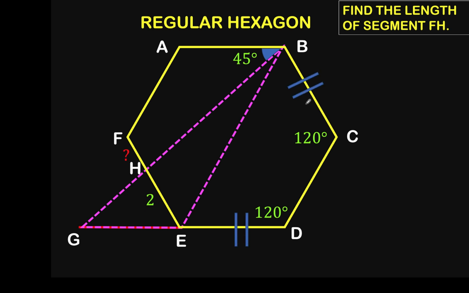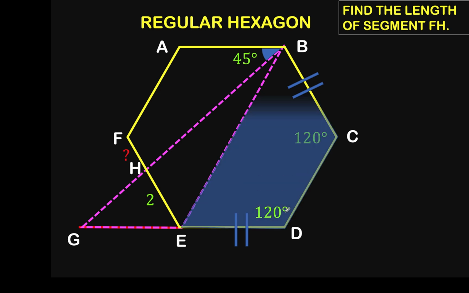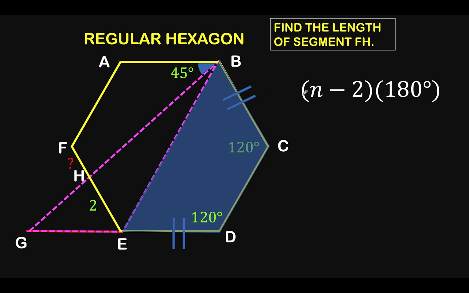At this point, let's focus first on these 2 equal sides, these 2 equal angles, and we have here an isosceles trapezoid, which implies that the base angles, angle CBE and angle DEB, are also congruent. Now, using the sum of the angles formula again, in this isosceles trapezoid, our n is 4 because a trapezoid is a polygon with 4 sides. So n minus 2 becomes 4 minus 2, or 2, times 180. So the sum of all the angles of this quadrilateral is 360 degrees.